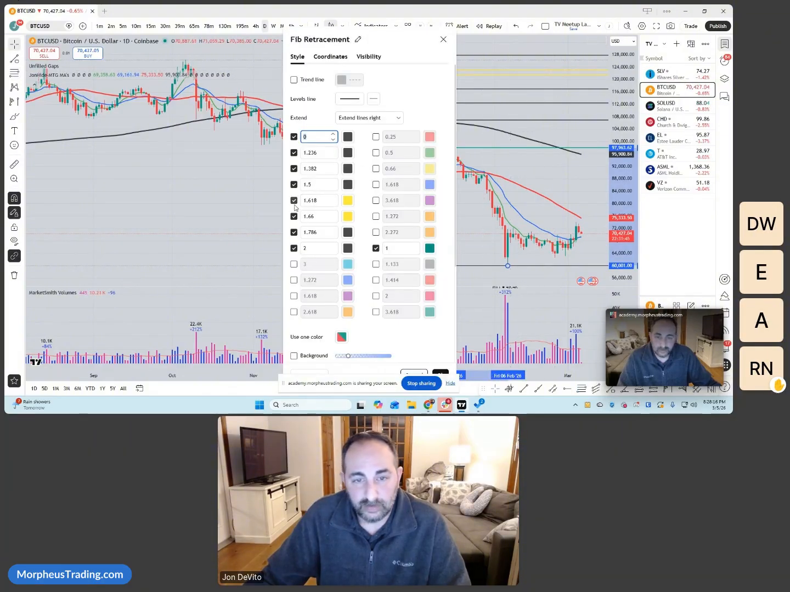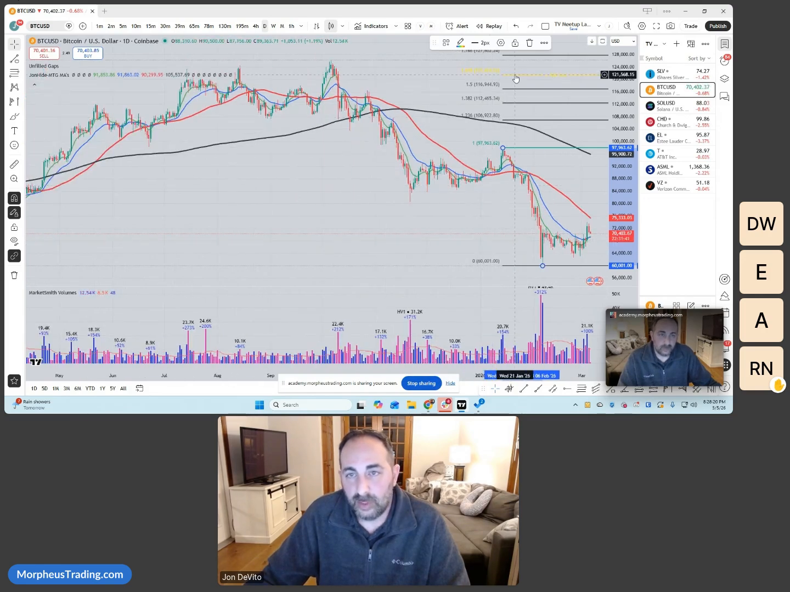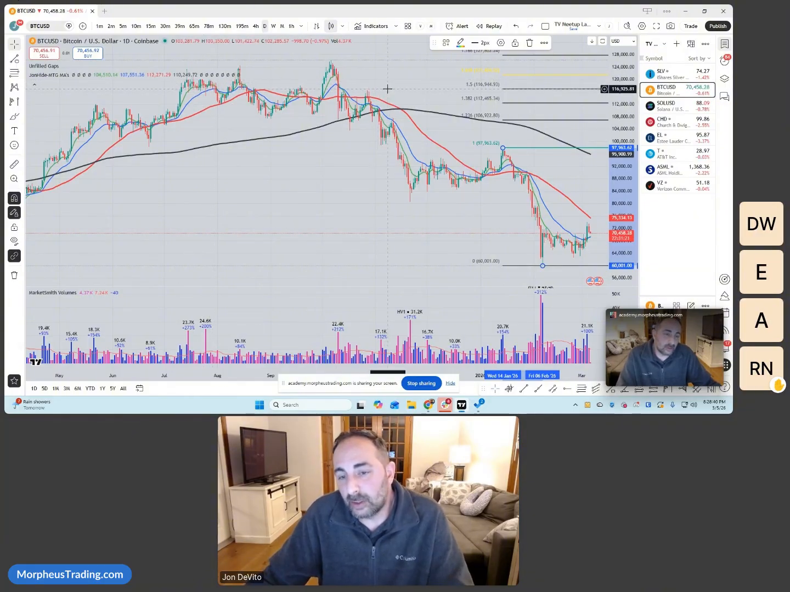But look where your 618 is. It's right at your pivots, or fairly close to them. Even your 50%, that's your 1.5, is right at a bunch of pivots. You have a bunch of pivots in here, a bunch of pivots in here, this whole consolidation zone. So these zones are areas to watch.